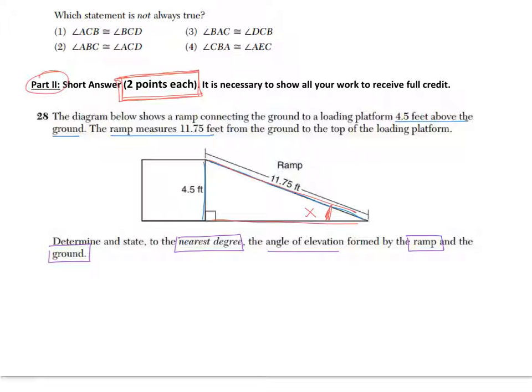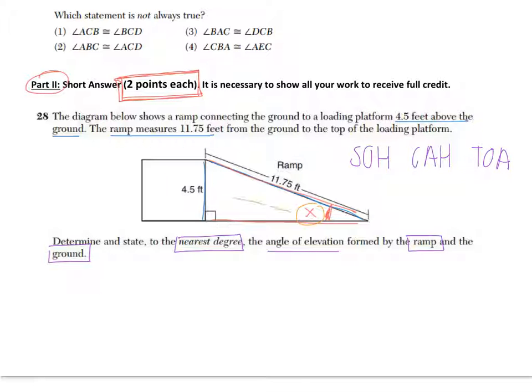So I noticed that I have a right triangle. I have some side lengths. I'm trying to find an angle. That is a wonderful big clue that we should use our favorite friend, SOHCAHTOA. So remember, you always stand at the angle. So I'm going to stand down here by X.